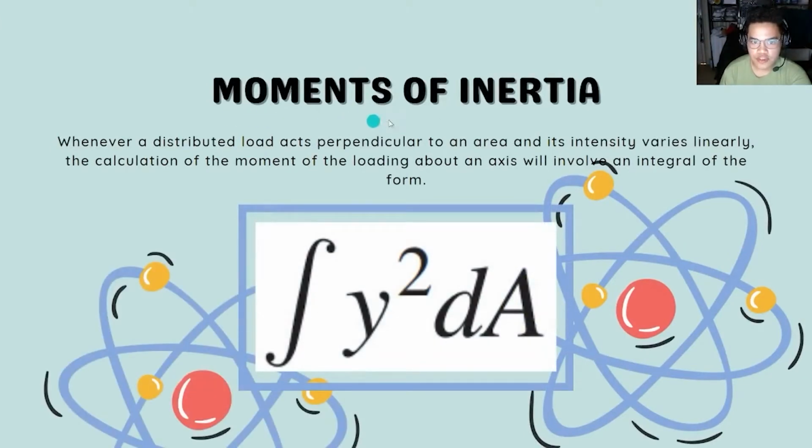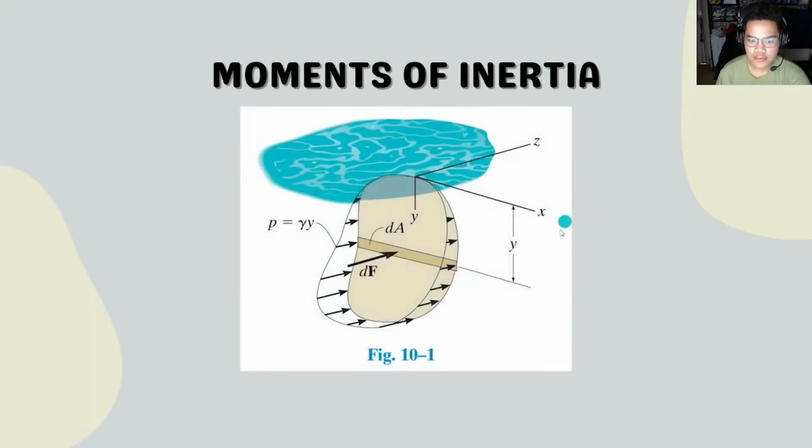Moving on to the moments of inertia. Whenever a distributed load acts perpendicular to an area and its intensity varies linearly, the calculation of the moment of the loading about an axis will involve an integral of the form integral of y squared dA. For example, consider this plate in figure 10-1, which is submerged in a fluid and subjected to the pressure P. The pressure varies linearly with depth.